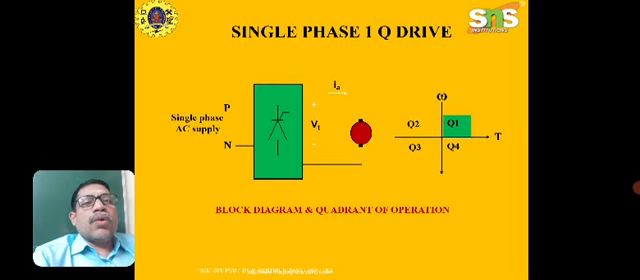The one quadrant operation is shown in the right hand side, where speed versus torque, speed in terms of omega and torque in terms of T. The quadrant is the first quadrant, where both speed and torque are positive. You mean forward motoring mode.